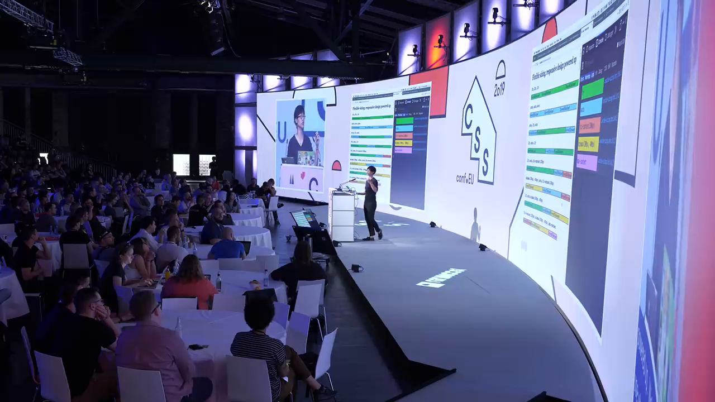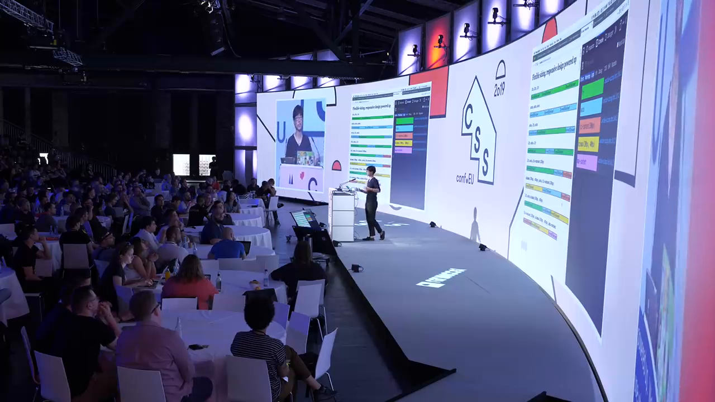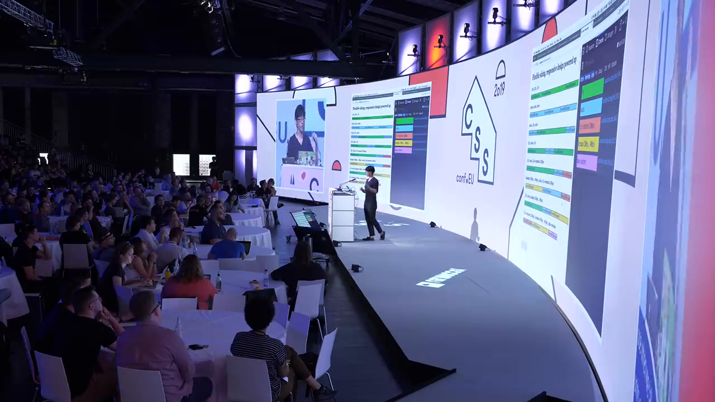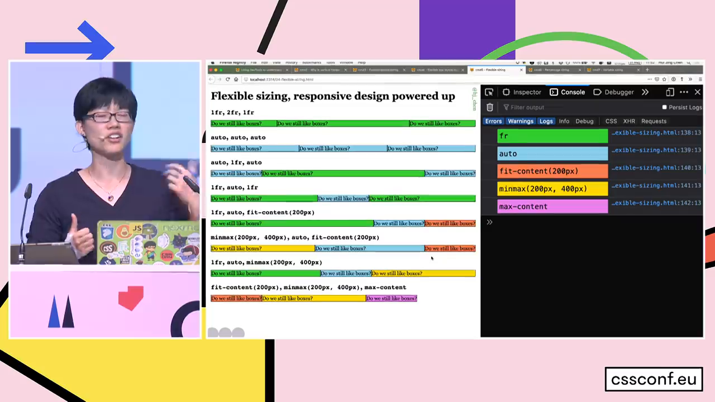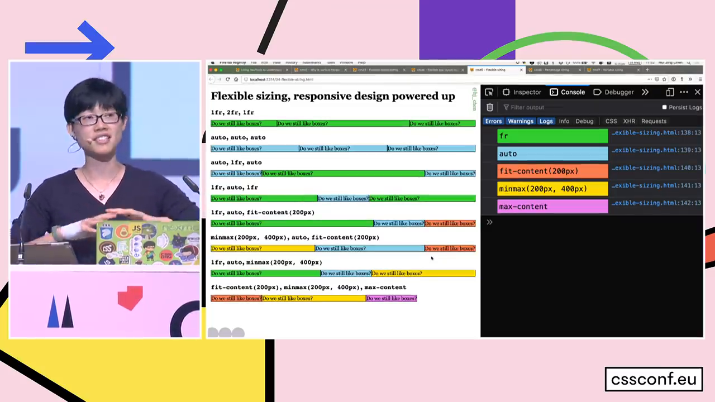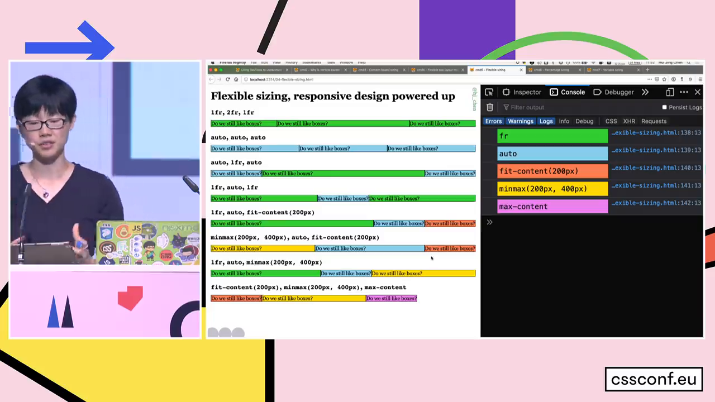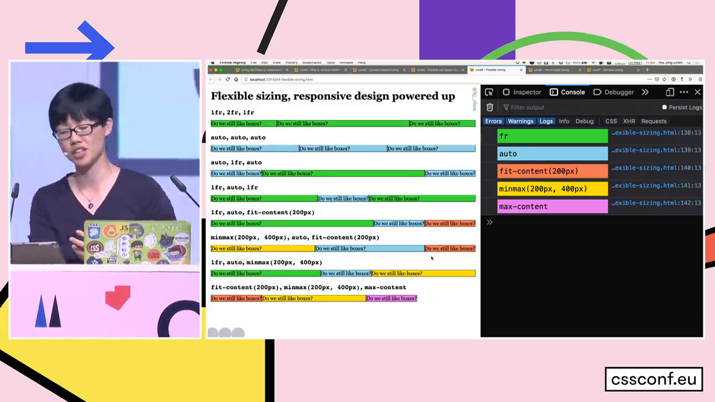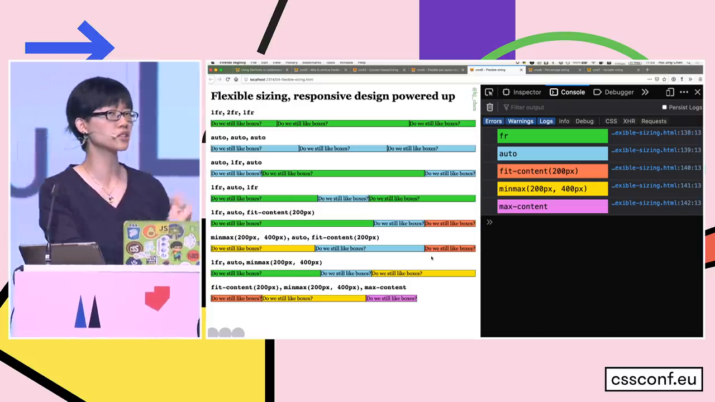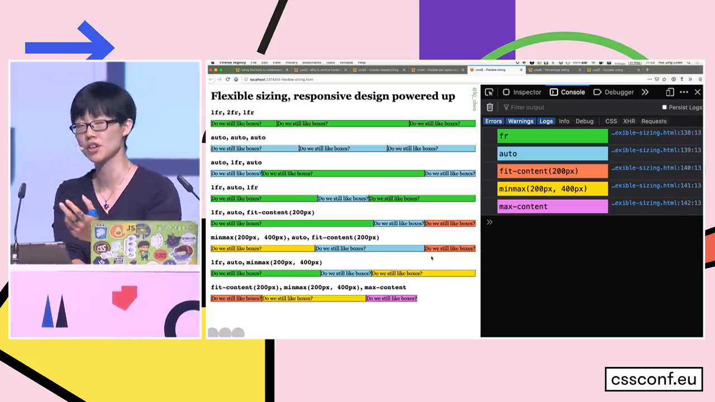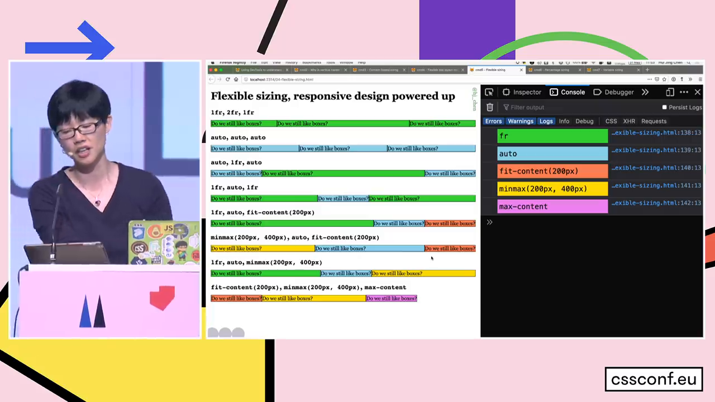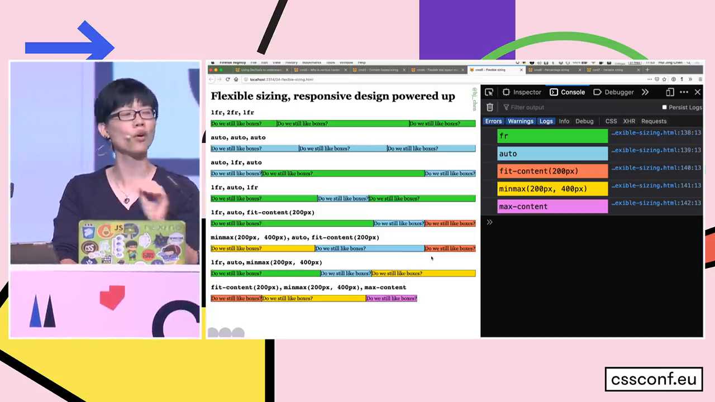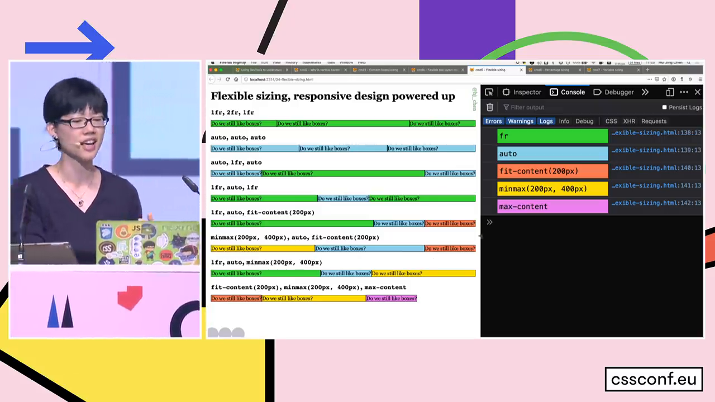It also introduces a minmax function, which is a range of values. So with FR, with minmax, with fit-content and auto, we now have a set of values that allow us to have variable rates of change. Previously, what we've always used are relative units like percentages or maybe the newer viewport units. But the limitation is that they make all your elements change size at the same rate.